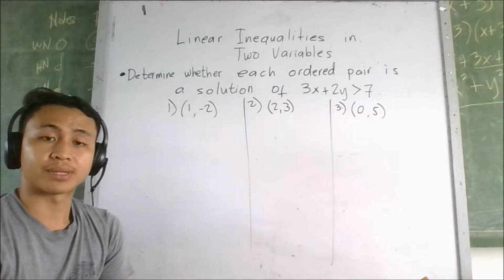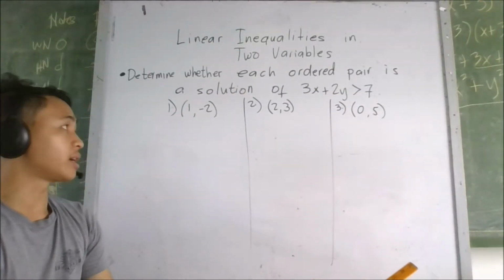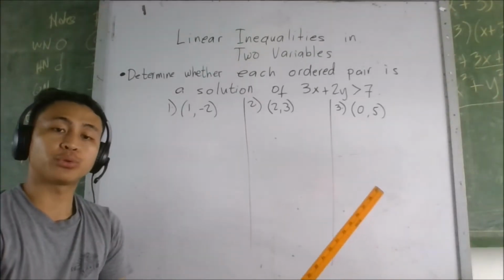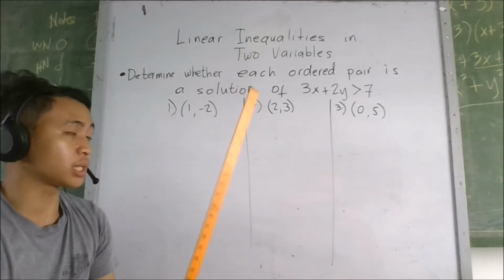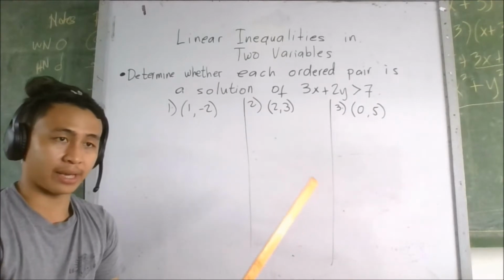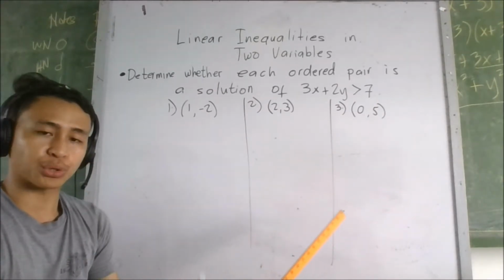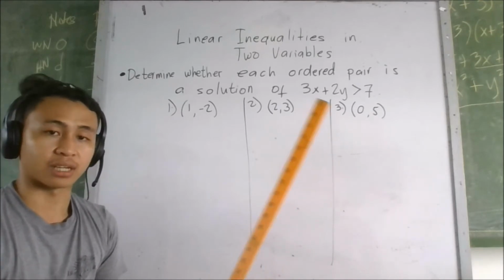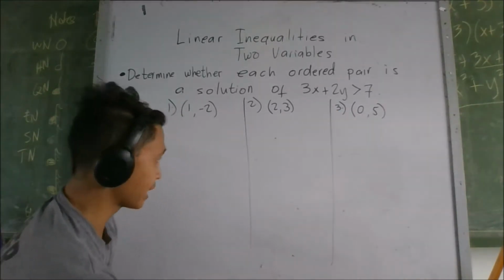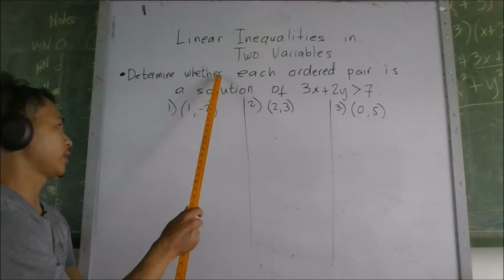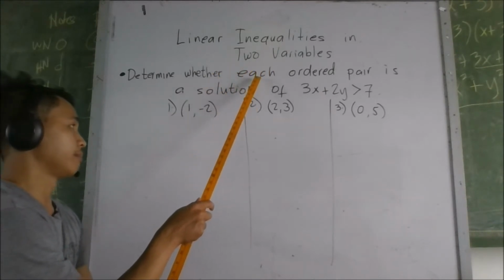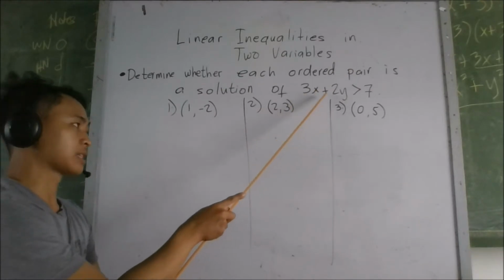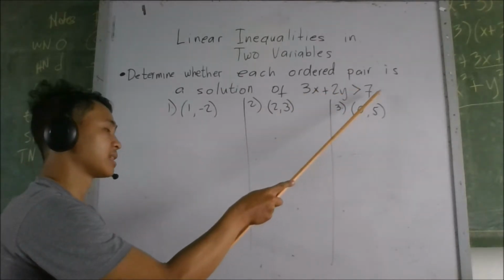Now this time, students, we're going to determine whether an ordered pair is a solution of a given inequality. Now how to do that one? First, we have to substitute the coordinates and then determine if the statement is true, therefore it is a solution. If it is false, it is not a solution. So paano yan? Let's say, for example, we have here: determine whether each ordered pair is a solution of 3x plus 2y is greater than 7.